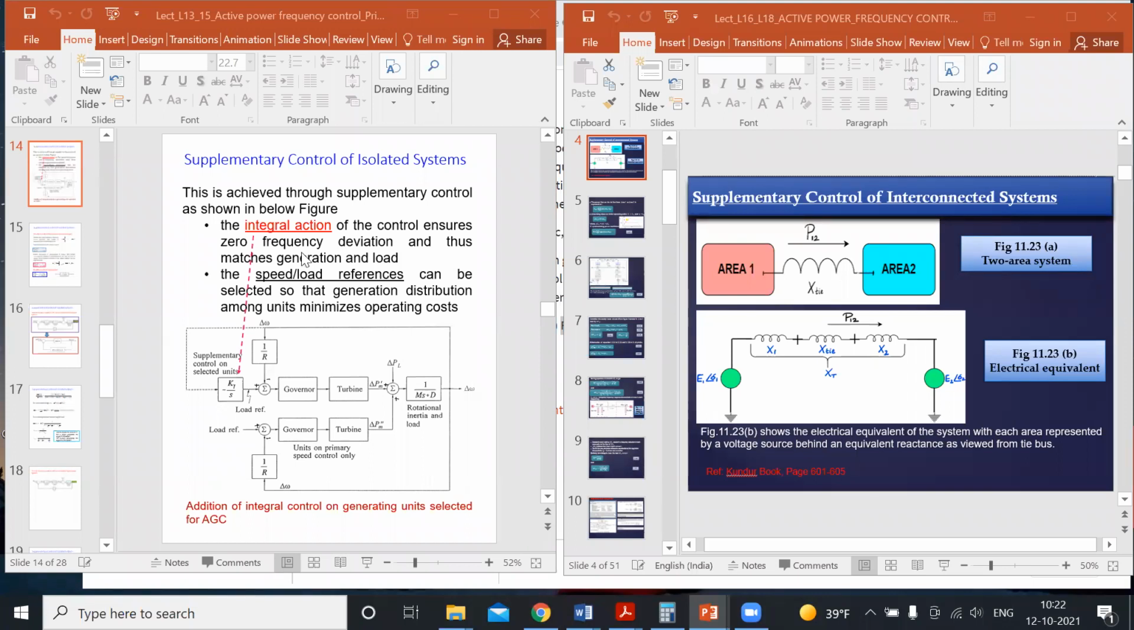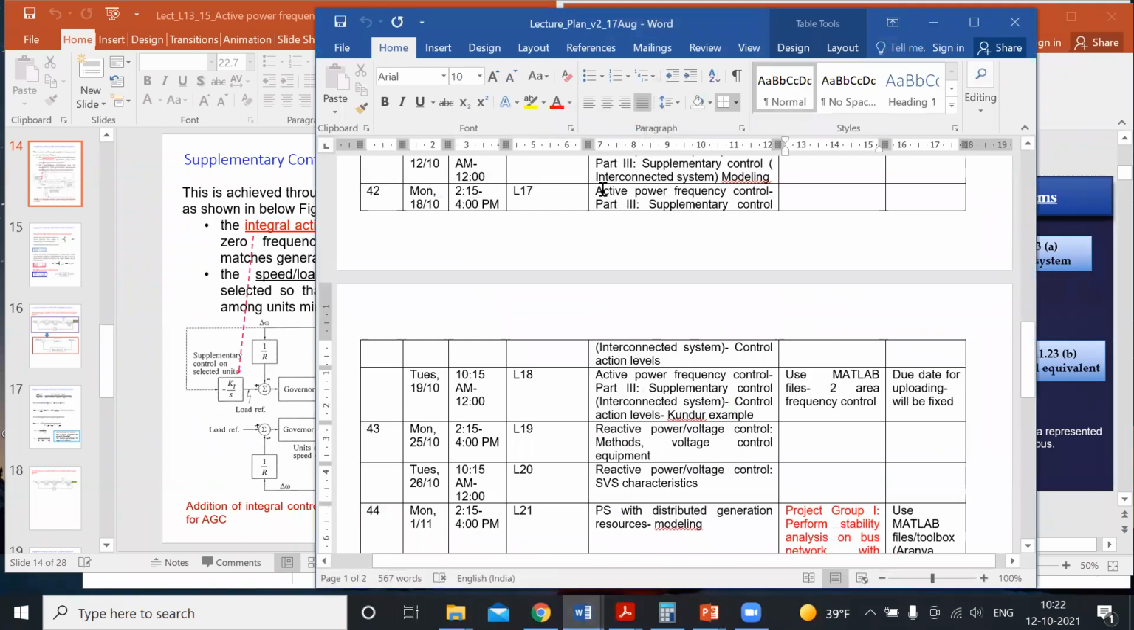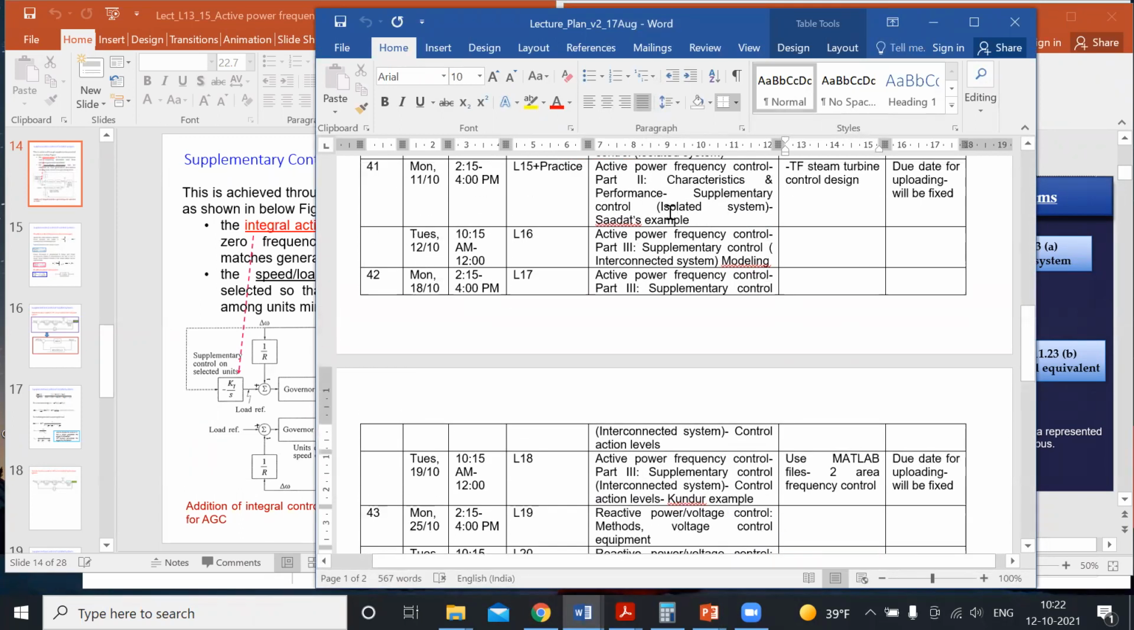Today we have the next part of the topic. It's on active power frequency control. Third part, where there will be discussion on supplementary control we apply in an interconnected system. What we discussed yesterday was about the supplementary control in an isolated system.